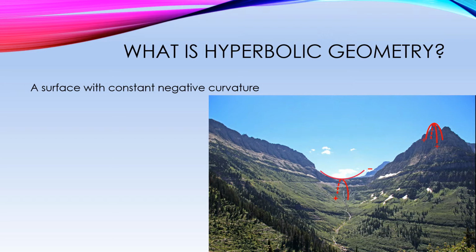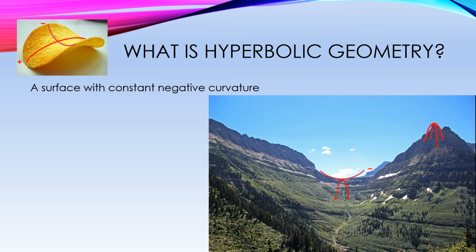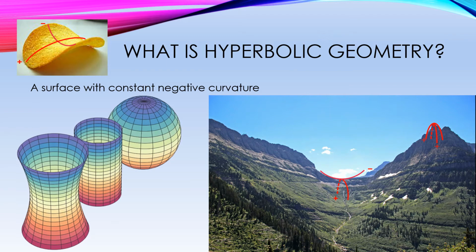Pringles chips are also a common example when people look for surfaces with constant negative curvature. If I look at the first geometric figure, this is an example of negative curvature. The vertical lines have a negative curve, the horizontal lines have a positive, so at anywhere on this figure, the product of those curves would be negative.